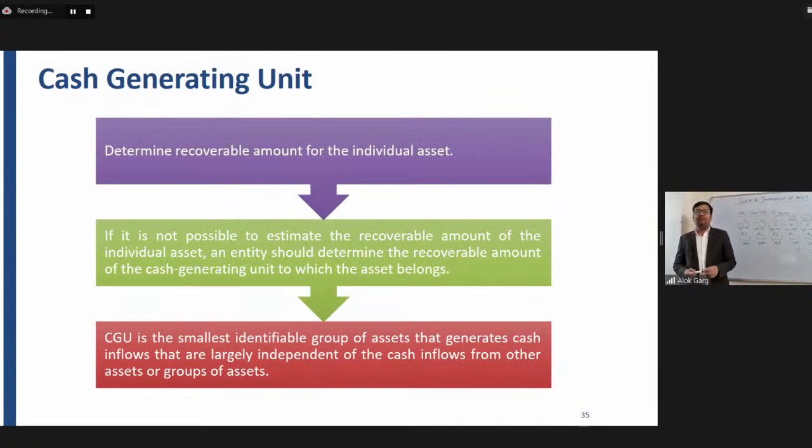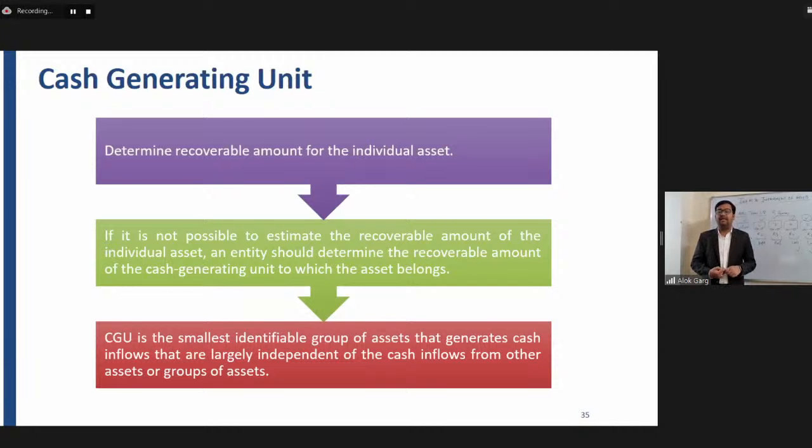So what is a cash generating unit? You need to determine the recoverable amount for the individual asset. If it is not possible to estimate the recoverable amount of the individual asset, then an entity should determine the recoverable amount of the cash generating unit to which the asset belongs. I have already explained this part. A cash generating unit is the smallest identifiable group of assets which generates cash inflows that are largely independent of the cash inflows from other assets or groups of assets. For example, 2 different assembly lines are considered cash generating units.